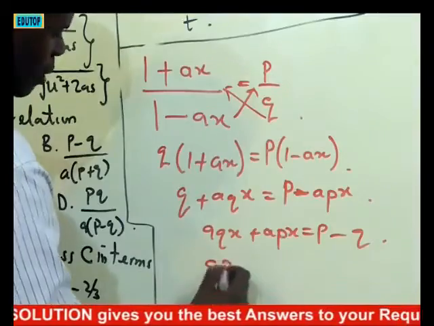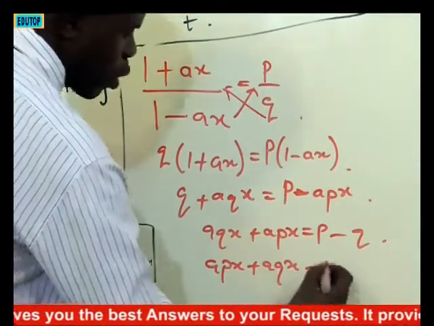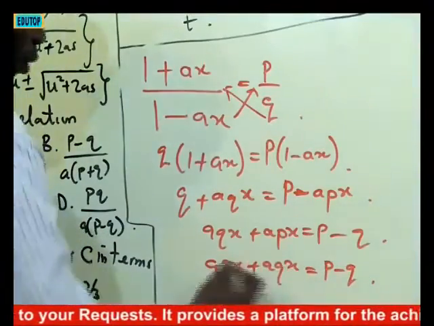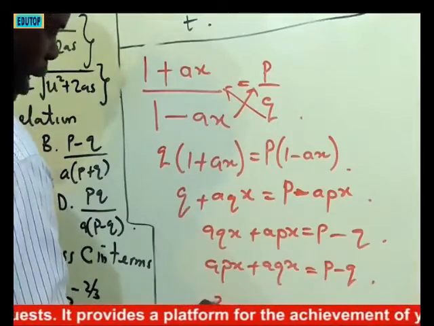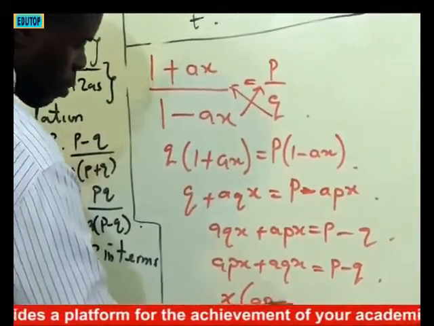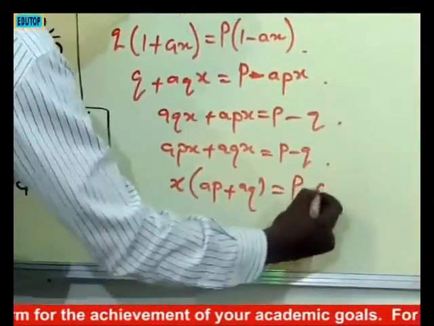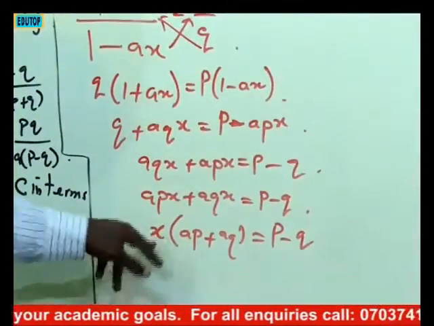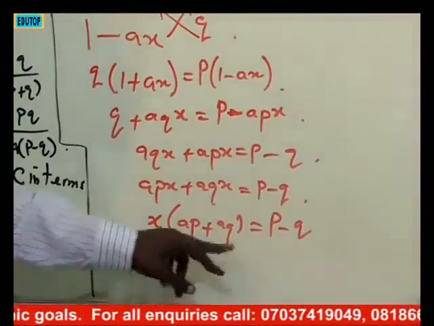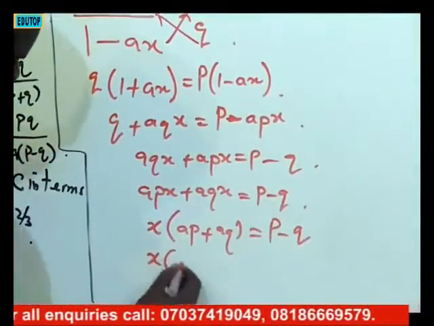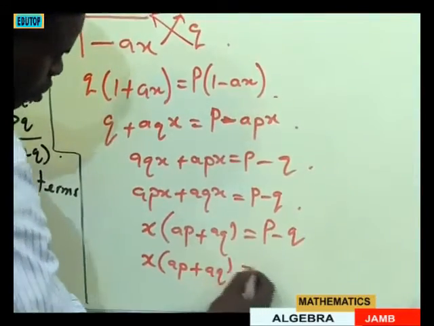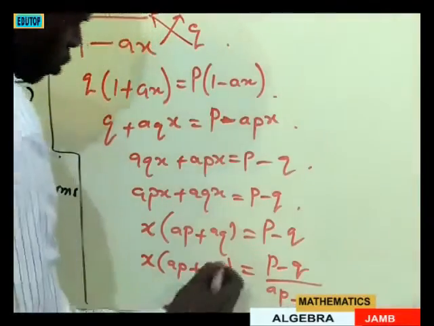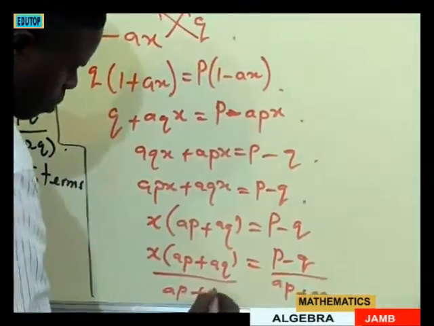Then I can write this one as apx plus aqx equals to p minus q. So what is common here? X, and we are looking for x. We want to make x the subject, so we just write x, which will now be left with ap plus aq equals to p minus q. Then what do we do next? We divide both sides by the barrier in front of x. And what's the barrier in front of x now? It's ap plus aq. So we have x into ap plus aq, which is equals to p minus q over ap plus aq.